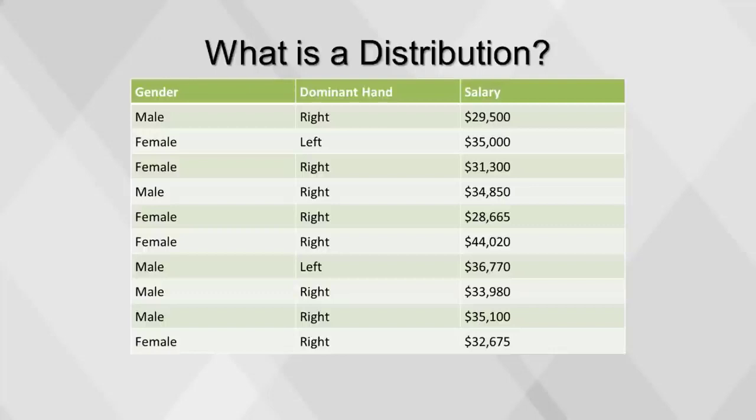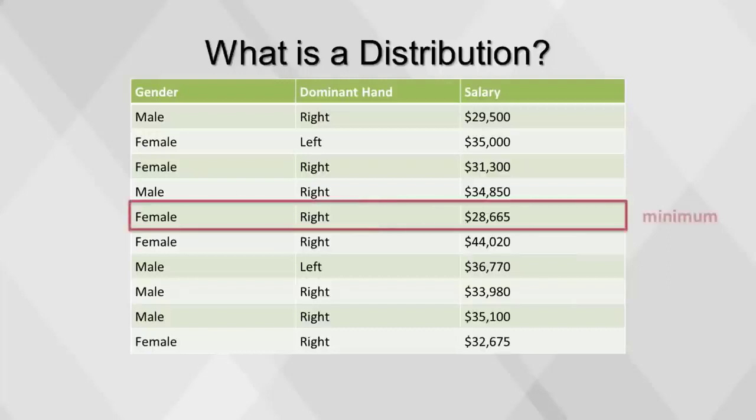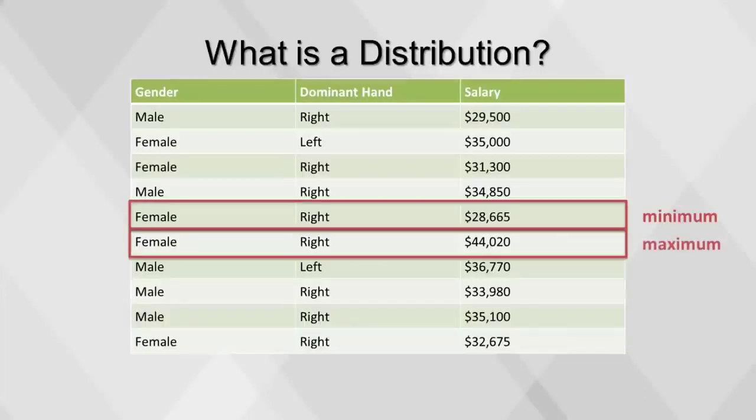We'll explore the most popular methods using this dataset of 10 rows of bank teller salary data. Because the sample dataset is so small, we can make some quick observations about the salary variable. The lowest salary is $28,665. This is referred to as the minimum value. The highest salary is $44,020, the maximum value. Finally, many of the salaries are in the low $30,000 range.